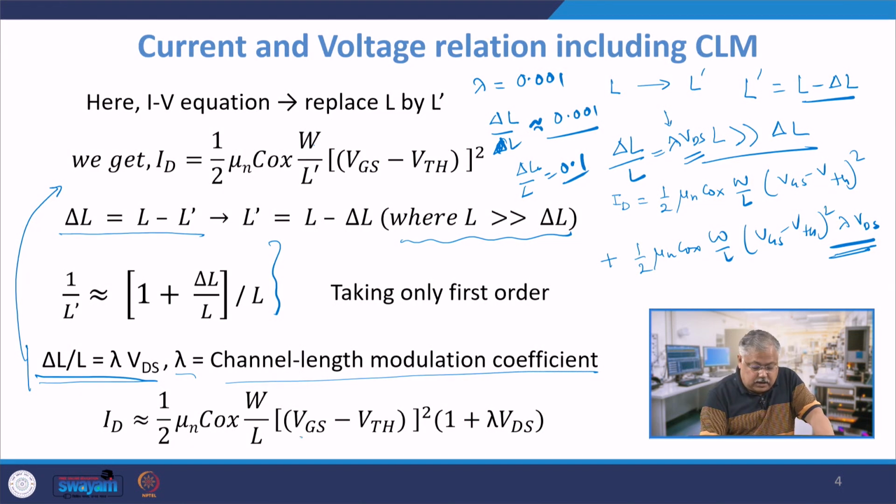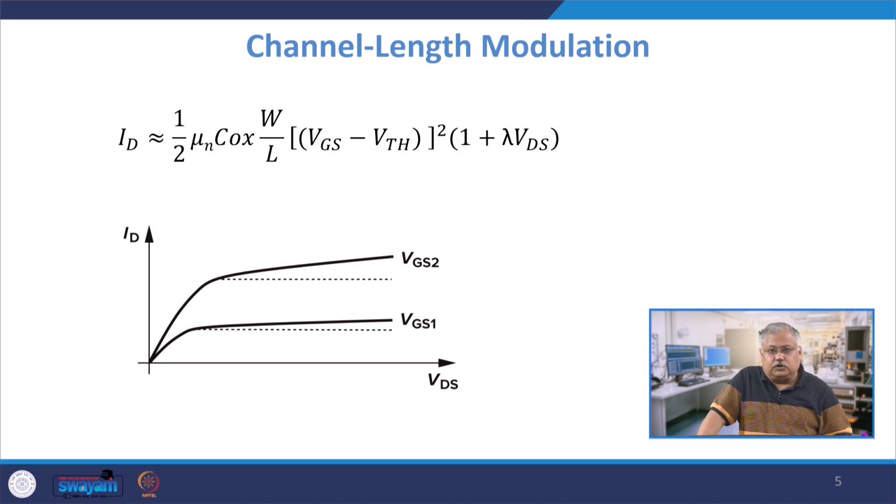So, this is your final CLM equation. It depends upon the overdrive, VGS minus VTH, which is also referred to as overdrive, and it depends upon 1 plus lambda VDS. Just keep this in mind as far as your current versus VDS relationship is concerned.